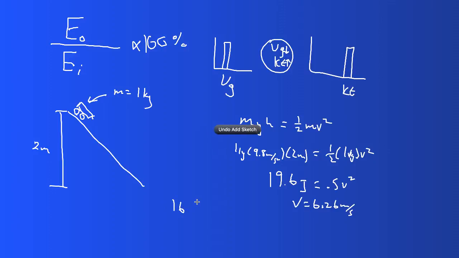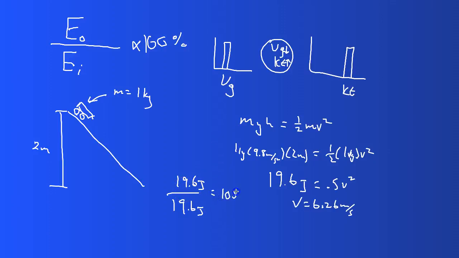Because what we just calculated basically was how fast something would be going if it had 19.6 joules of kinetic energy. So 19.6 over 19.6 is 1, and as a percent, that's 100% efficiency.